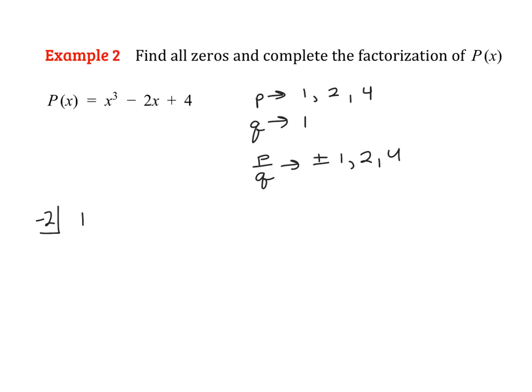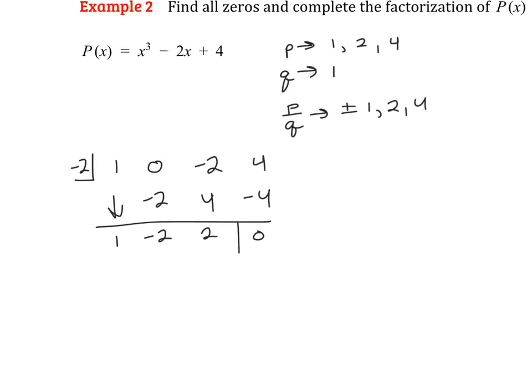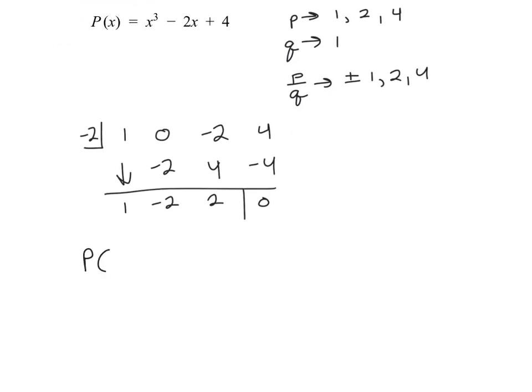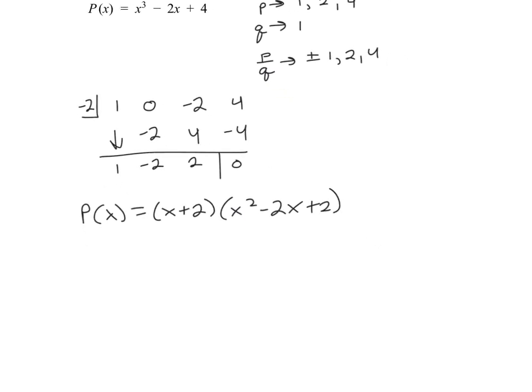So let's say I try -2 first, and I'm going to do a little synthetic division. I have 1x cubed plus 0x squared minus 2x plus 4. Let's check. And it happens to work. So what I have remaining is x plus 2. Remember, if my zero is -2, then my factor is x plus 2. And then what I have left is x squared minus 2x plus 2. This is not factorable, but it is a quadratic, so we should be able to solve.